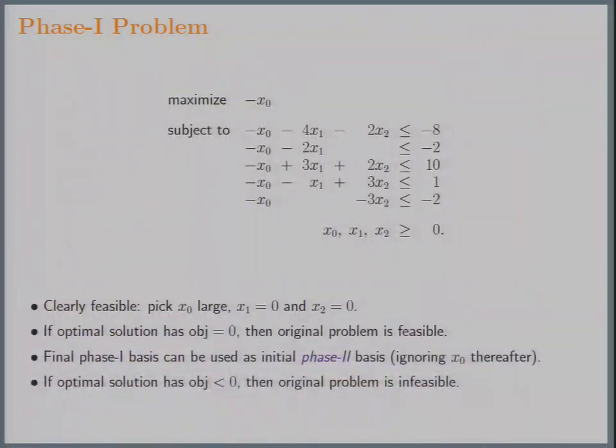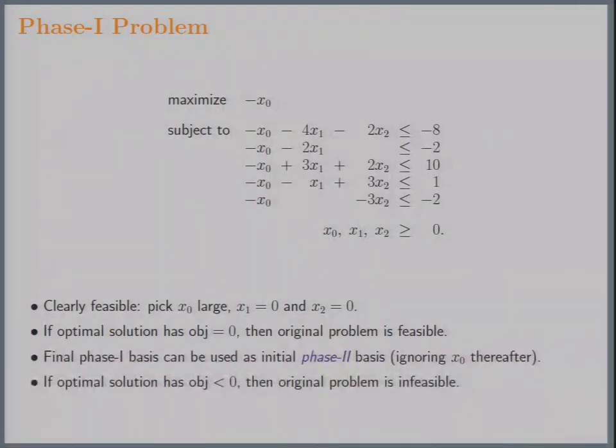So here it is. Got x naught in here. Okay, so this is feasible. Why is it feasible? I can let x naught be a large number, and x1 and x2 I could let equal 0, and I will satisfy these inequalities. So it's a feasible problem, but that's not a dictionary solution. That's just the assertion that there are solutions to this problem.